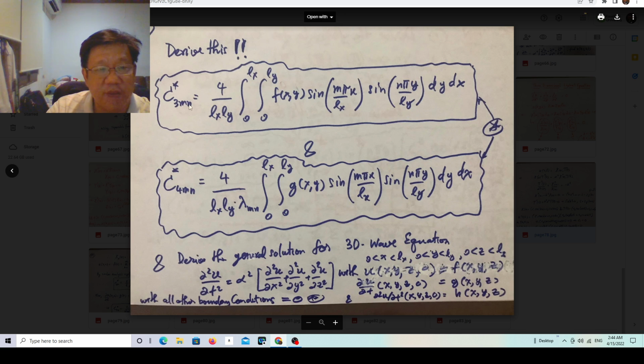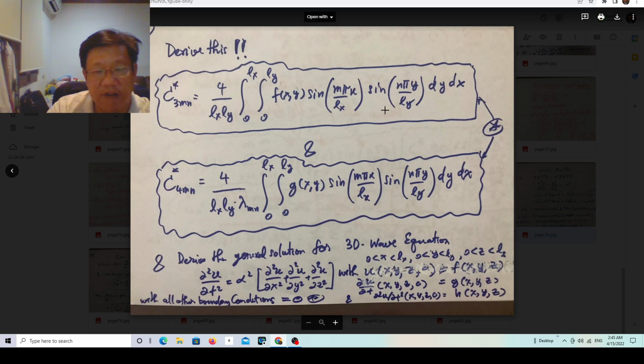You can go back and look at it and exercise yourself on this, c star sub 3 mn and c star sub 4 mn. It's obviously equal to here. It's a sine, and it becomes cos if you change the Dirichlet boundary condition to Neumann boundary condition. And this one, as you might be familiar, is what we call the coefficient of the double Fourier series.